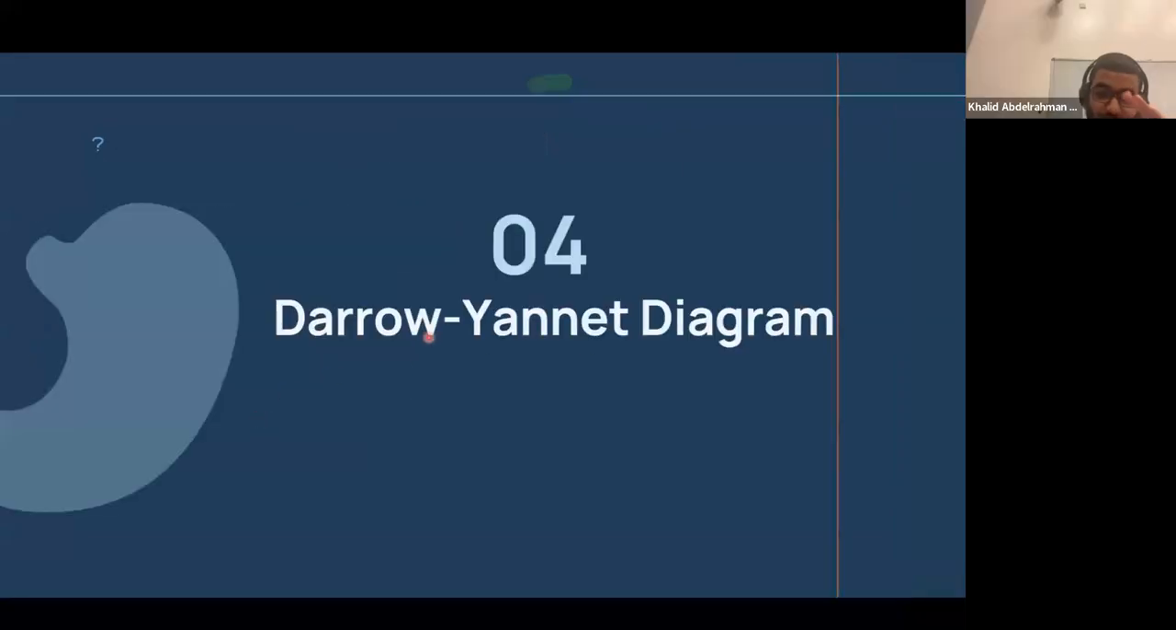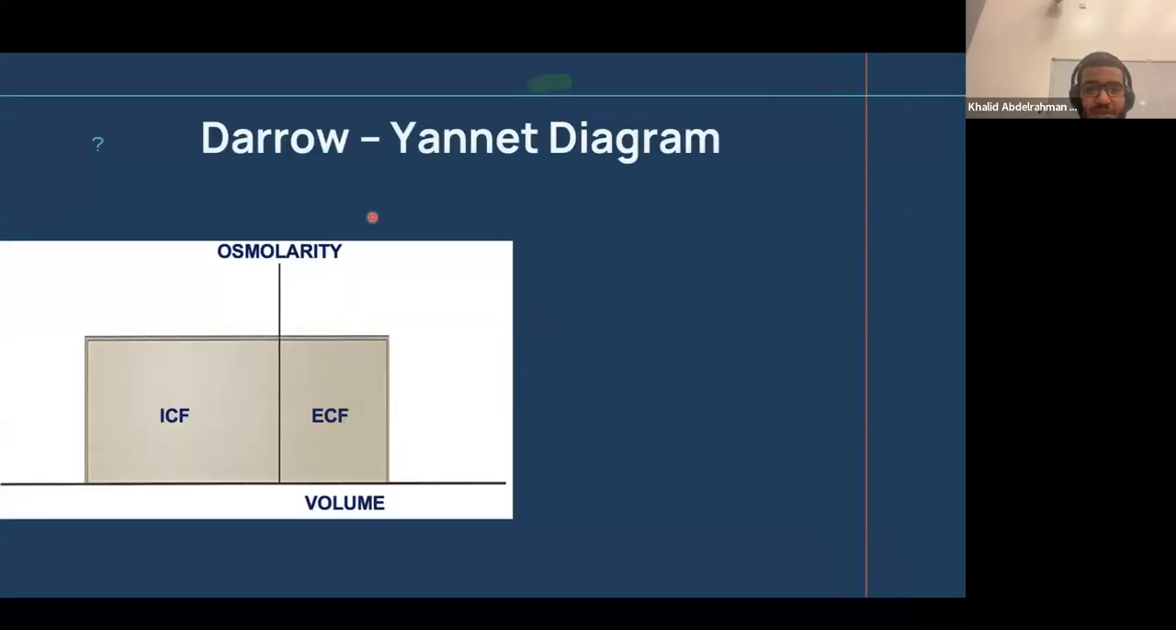Okay. So now we'll talk about the most high yield part of the lecture. And if he asks you one question about this lecture, it's going to be about this. Okay. So it's very important to understand this. And this is just an application of what you know. Okay. So this is called a Darrow-Yannet diagram. The y-axis represents osmolarity, and the x-axis represents volume. The right side of the graph represents ECF. The left side of the graph represents ICF, and obviously ICF is more than ECF because, as we know, ICF has more fluid than ECF.